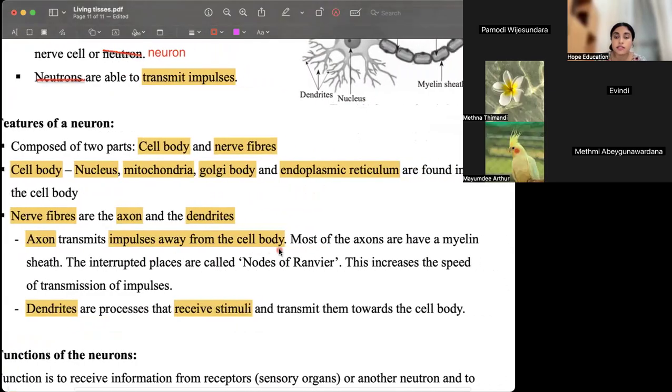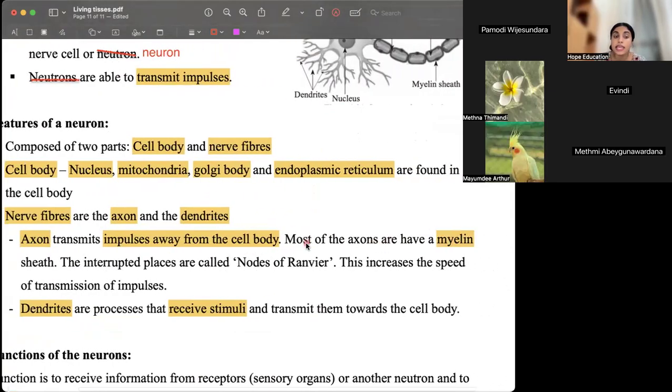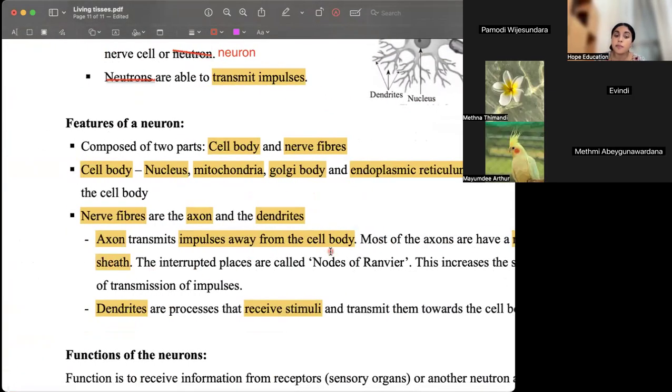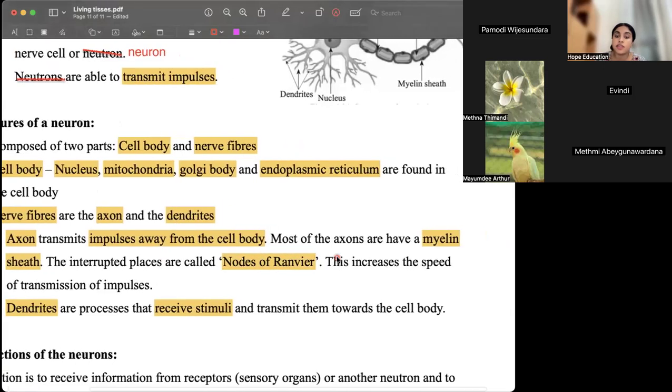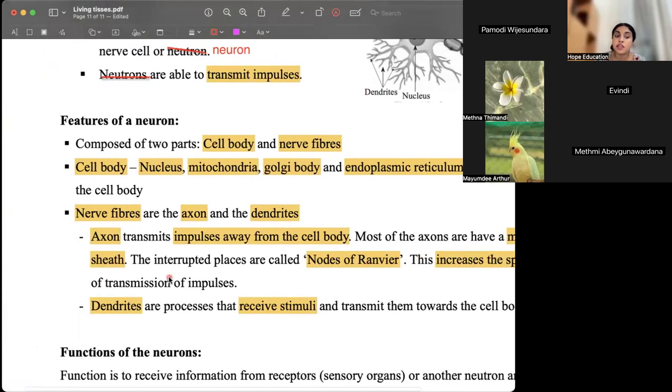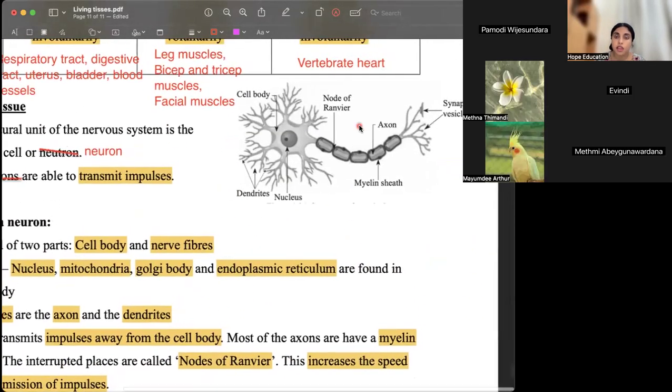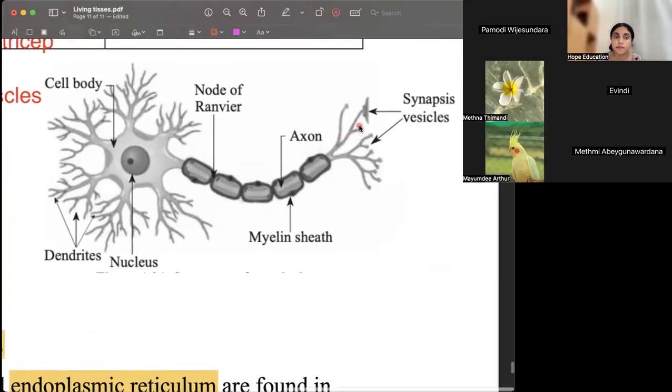Then on the axon, most of the axons have a myelin sheath. The interrupted places are called nodes of Ranvier. This increases the speed of transmission of impulses. Again, something very important. I will tell you why.